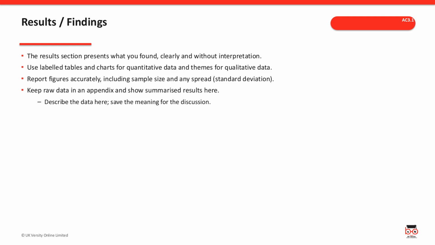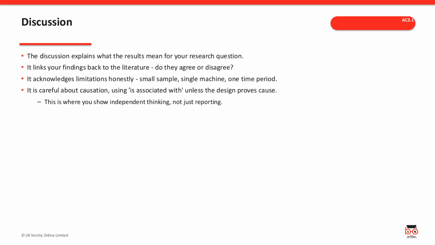Use labeled tables and charts for quantitative data and themes for qualitative data, and report your figures accurately, including the sample size and any spread, such as the standard deviation. Keep the raw data tucked away in an appendix and show the summarized results here. The discipline is to describe the data now and save what it means for the discussion. The discussion is where you explain what your results actually mean for the research question.